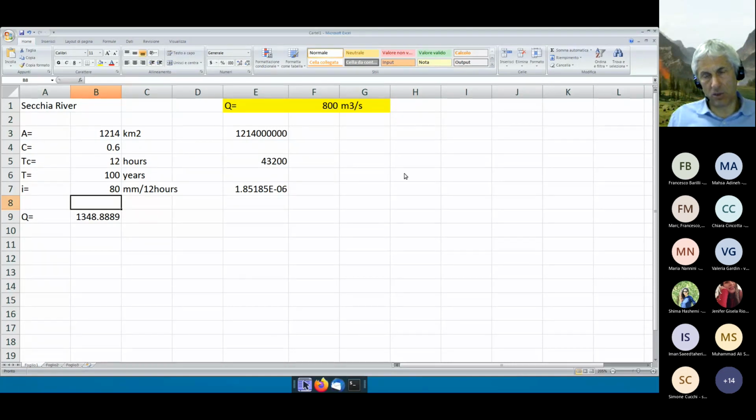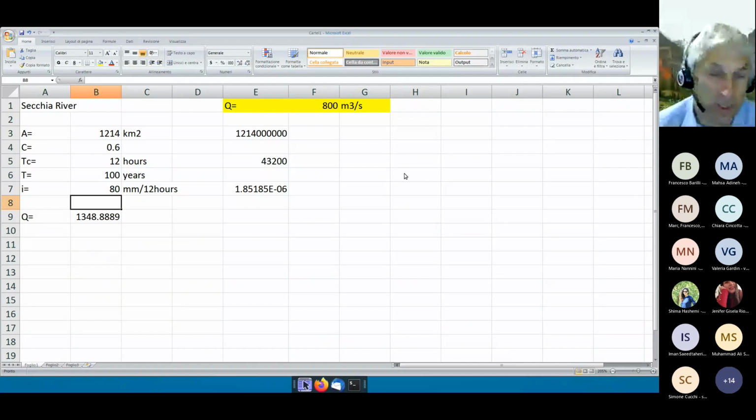Why? Because the rational formula typically ends up with overestimation. Because actually what happens is that the return period of rainfall is not the same as the return period of flow. And therefore, if we adopt a rainfall with a return period of 100 years, typically we are overestimating. But if the overestimation is of this order of magnitude, this is fine. I mean, the computation that I put in yellow, 800, is a quite precise computation.